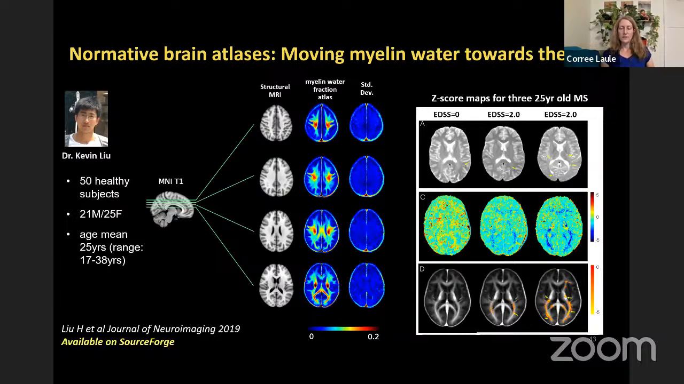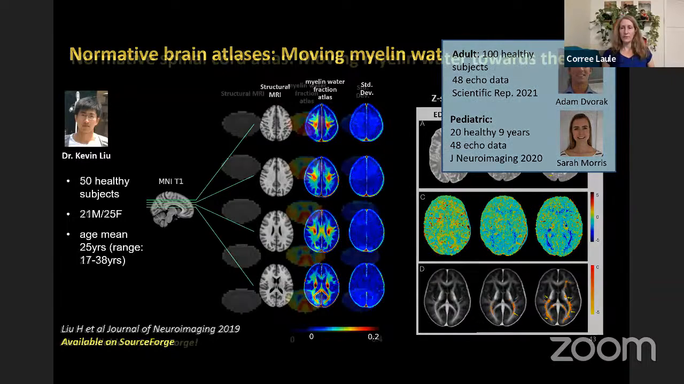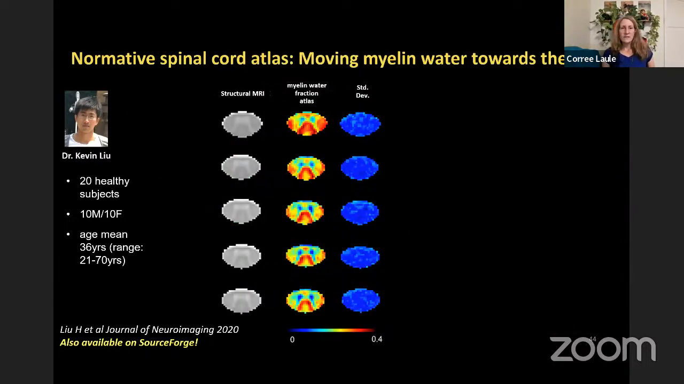There have also been a couple of other healthy atlases from people at UBC. Adam is a former student of my colleague Shannon, and then Sarah, before she got involved in spinal cord injury, also created a smaller healthy atlas for pediatrics. Both of these are also available for people to freely use. Kevin also made a similar normative atlas for spinal cord data using 20 healthy subjects.